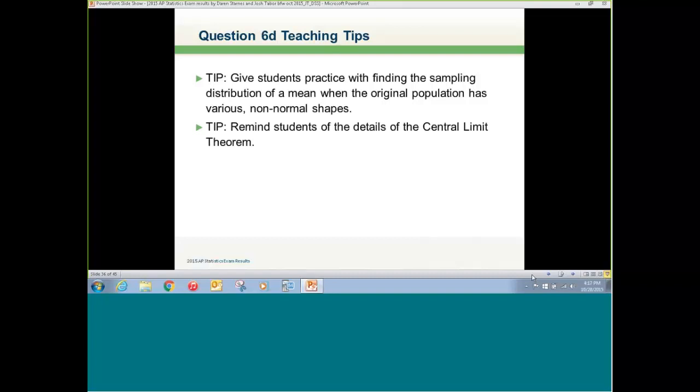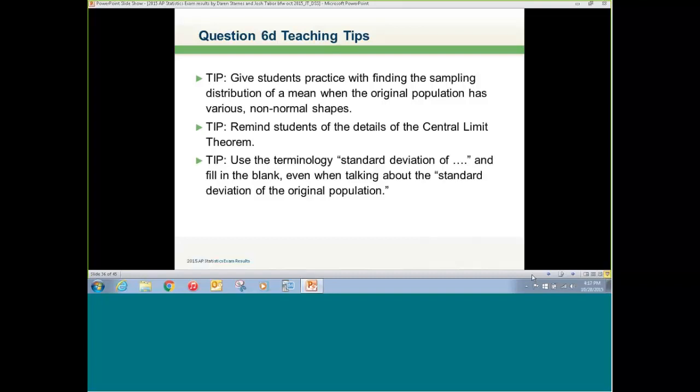Remind students of the details of the central limit theorem, and use terminology like "the standard deviation of something," filling in the blank, even when talking about the standard deviation of the original population. I know my students oftentimes get confused at this time of year when we're talking about sampling distributions because there are so many different standard deviations floating out there: the standard deviation of the population, the standard deviation of a particular sample, and the standard deviation of the sampling distribution of a sample mean. So by making sure to be very specific when you're describing distributions and standard deviations, your students will be able to keep those ideas separate.